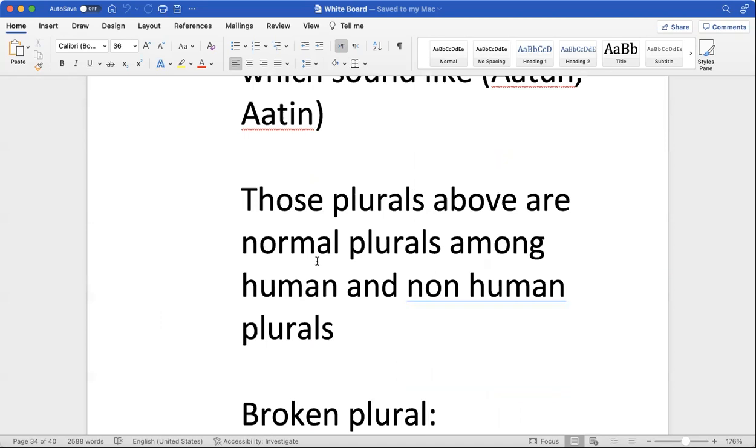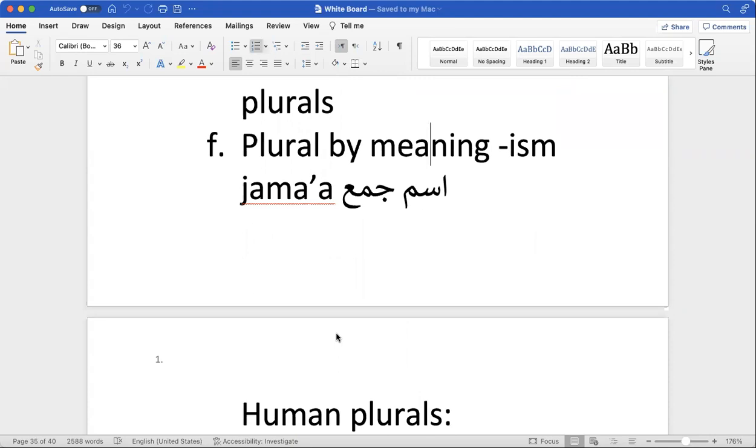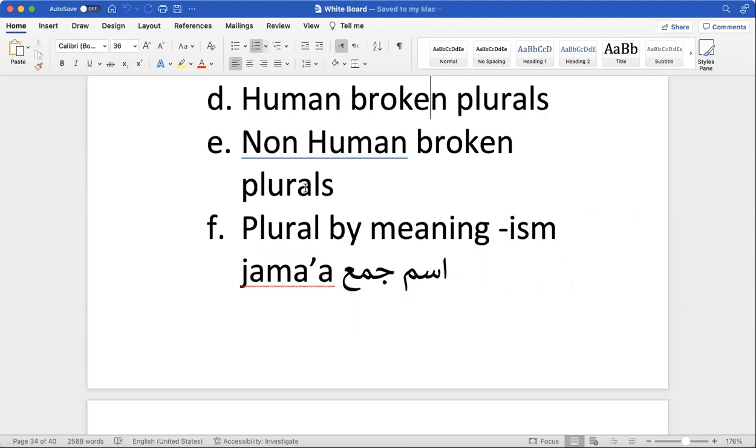So all these three types: the sound plural, masculine, una, ina; then feminine plural, atun, atin, intellect; and then feminine plural, non-intellect, again atun, atin sound. Those are normal plurals among human as well as non-human plurals. Then we have another category, broken plurals. Under the broken, again, we have human and non-human, like in the case of the normal.